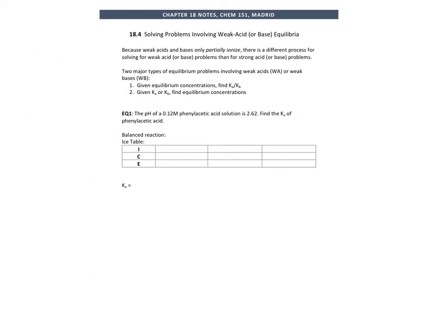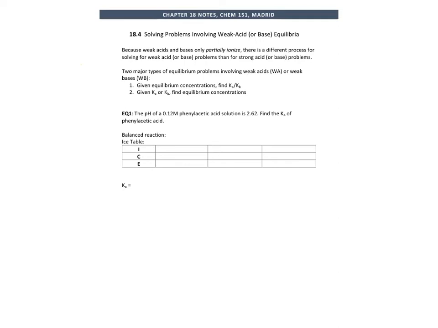There are two major types of equilibrium problems involving weak acids and weak bases. The first one is when you're given equilibrium concentrations for the weak acid and weak base dissociation reaction, and you're asked to find the Ka or the Kb. A second major one is given Ka or Kb, and you're tasked with finding equilibrium concentrations of the dissociation reaction. So let's look at an example problem.